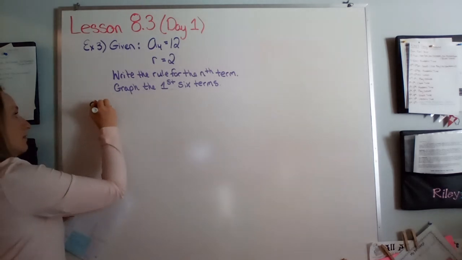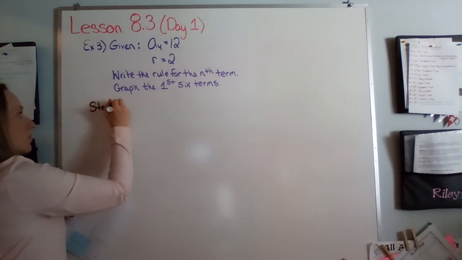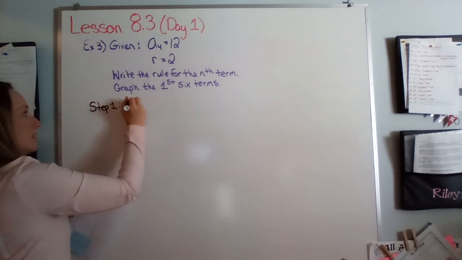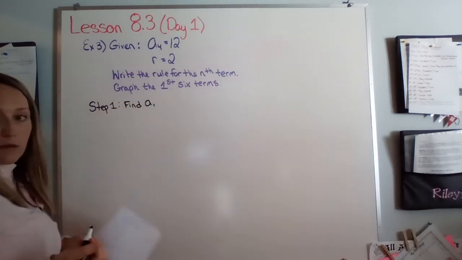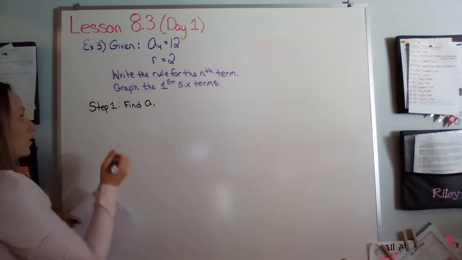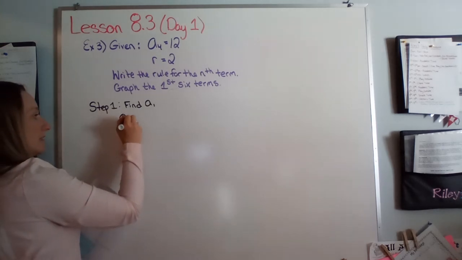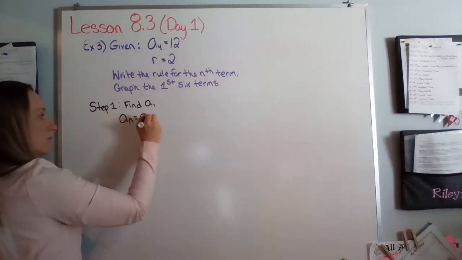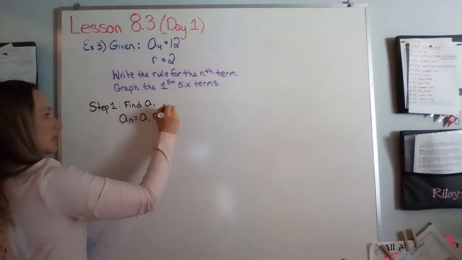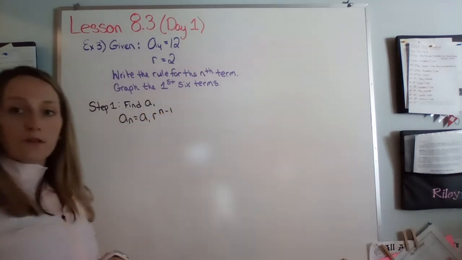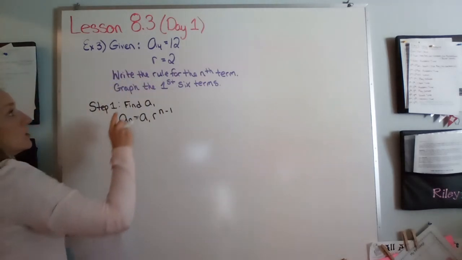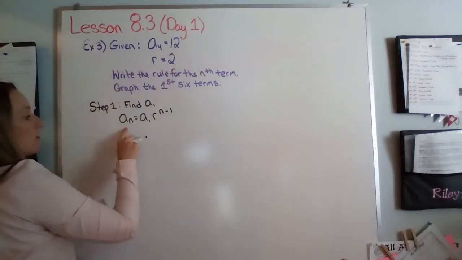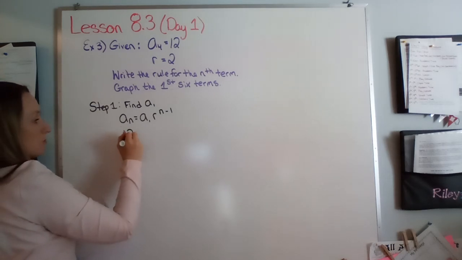So step 1, we're going to find A sub 1. That's the missing information we need in order to write the rule. So I'm going to write down A sub n equals A sub 1 times R to the n minus 1. I'm going to fill in all the information I know, and it's going to leave me with just one unknown, that's A sub 1. So since the 4th term is 12, A sub n gets replaced with a 12.